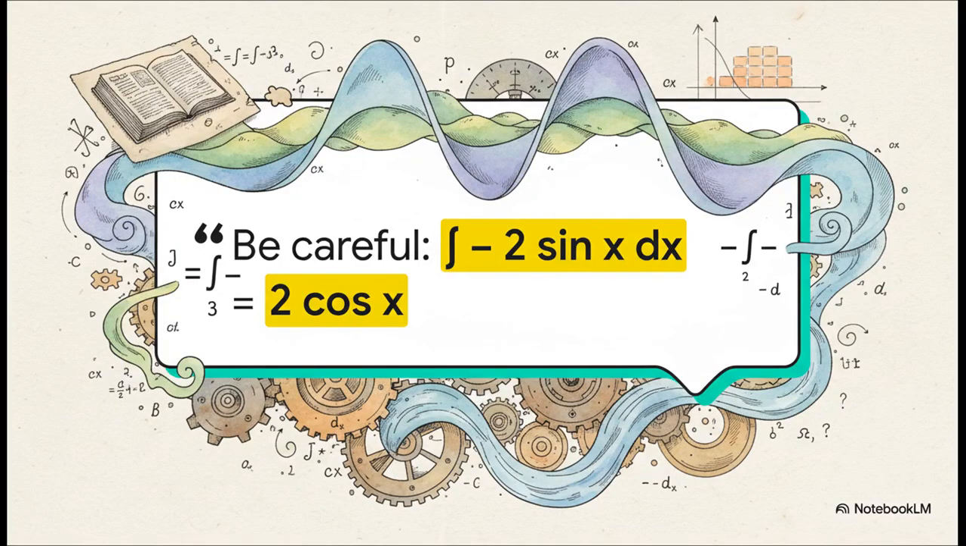Okay, another classic trip-up isn't in the setup, but in the calculus itself. You gotta remember your basic integration rules. For instance, and this one gets people all the time, the integral of negative sine is positive cosine. Let's see where that can pop up.